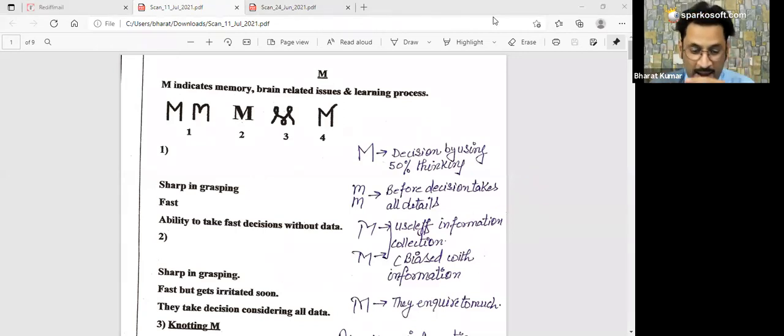Remember, M has a total of 3 parts: the left vertical line, the right vertical line, you can check the cursor, and the central part which resembles the V. This central part is very important. So M indicates memory, brain related issues, and your learning process. How do you learn something? How do you study something? It tells about the process of learning.